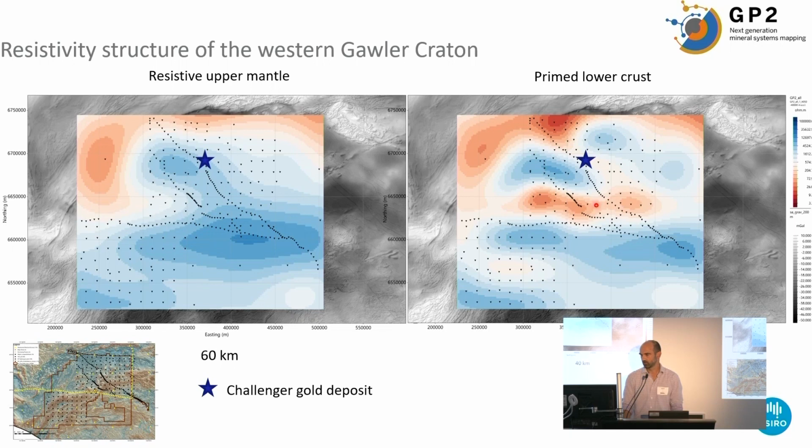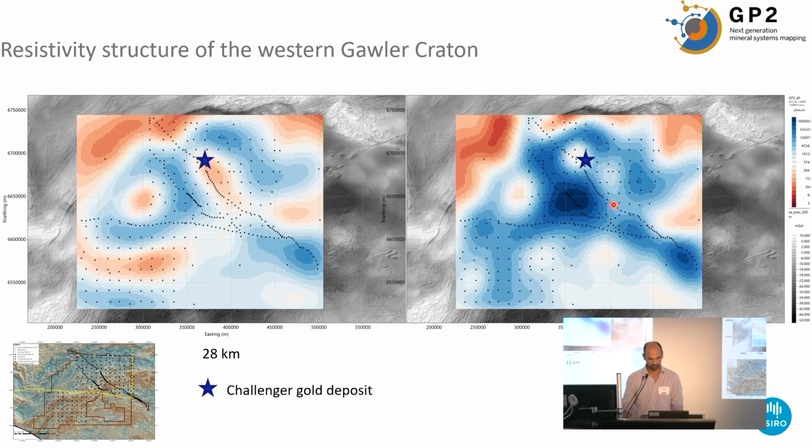Interestingly, though, the lower crust at 40 and even 28 kilometers, if I go to the next slide, has some areas that are a little bit more conductive, which is quite interesting. And I'll talk about that a little bit later, about what that might mean.